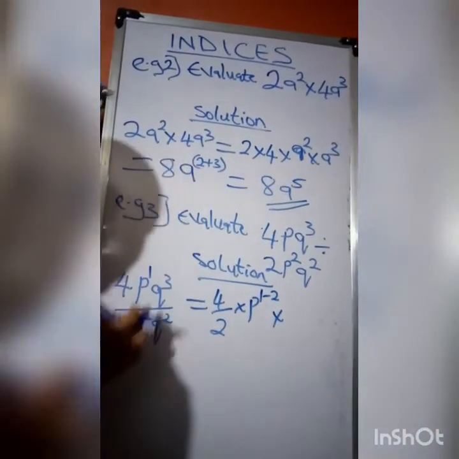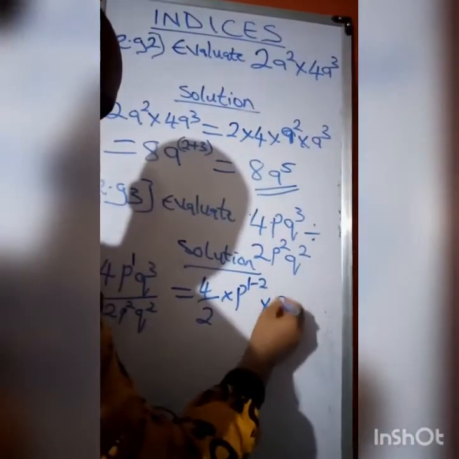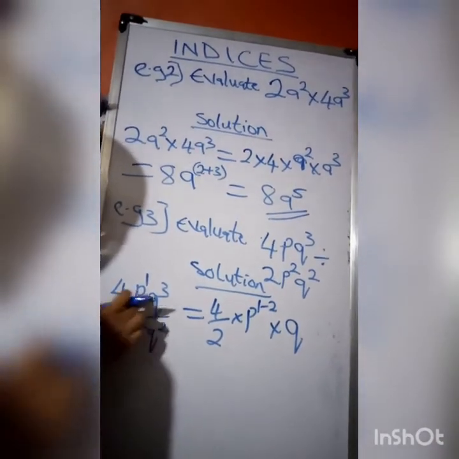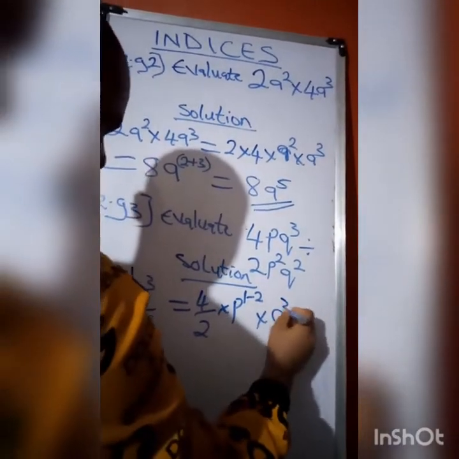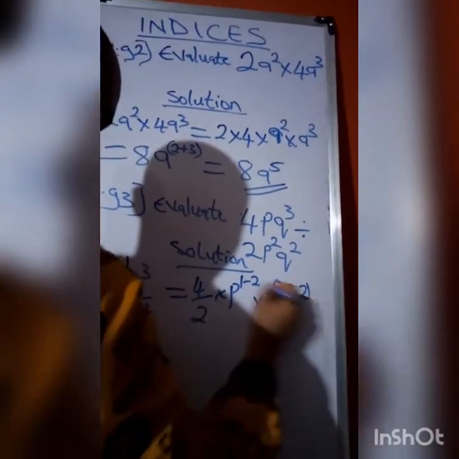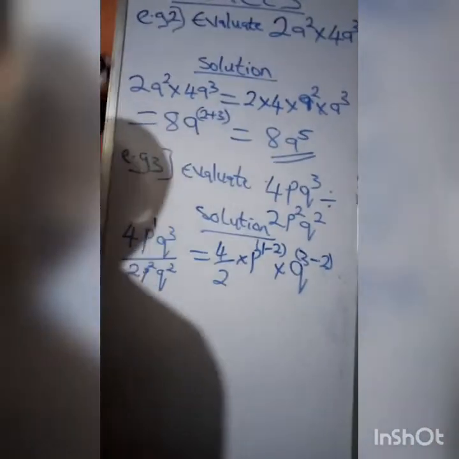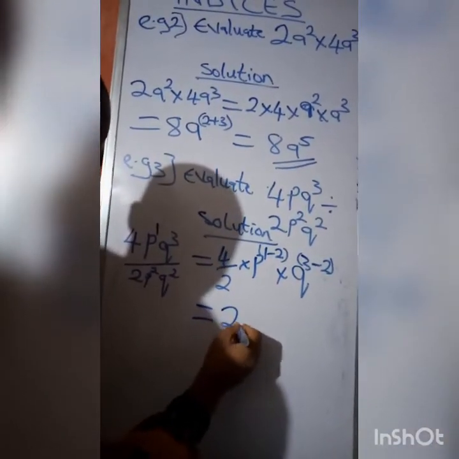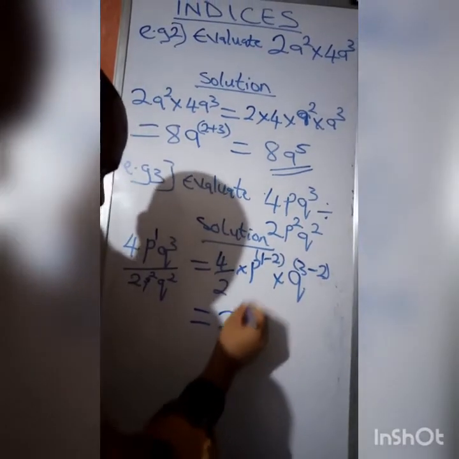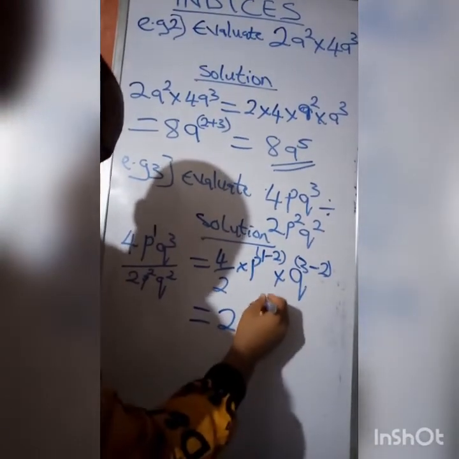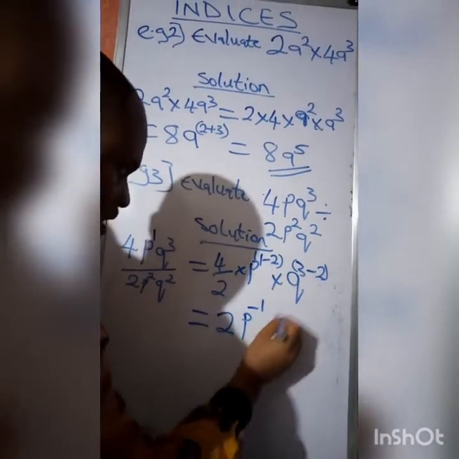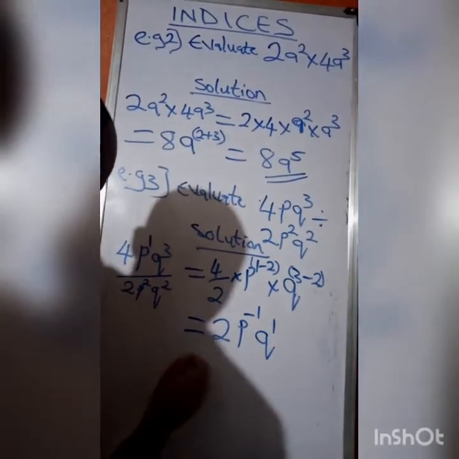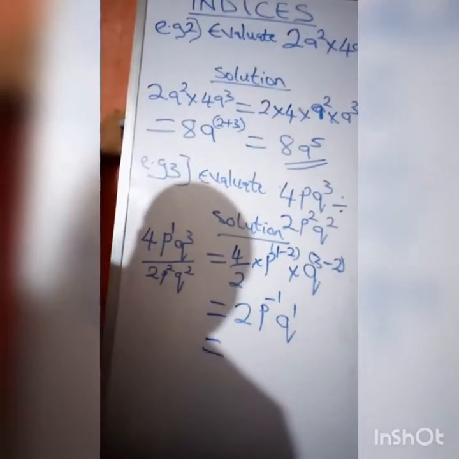Then I come to my q. I pick one of the q. What do I do to the powers? Because it's division. This is division. I will be doing what? 3 minus 2. You can put them in brackets to show you know what you're doing. 4 divided by 2 is what? 2. Then p, 1 minus 2 is what? Minus 1. Then q, 3 minus 2 is what? 1.